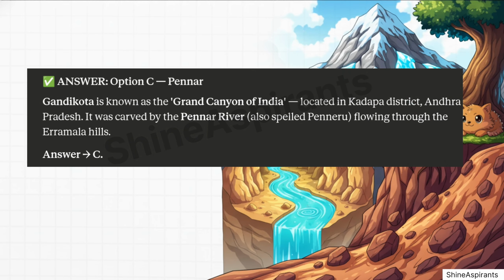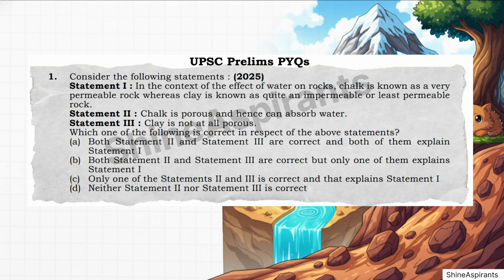Answer, option C, Pennar. Gandikota is known as the Grand Canyon of India, located in Kadapa district, Andhra Pradesh. It was carved by the Pennar River, also spelled Penneru, flowing through the Ramala Hills. Answer C. Question 9, UPSC Prelims 2025.